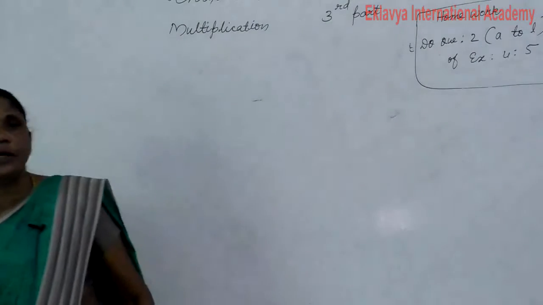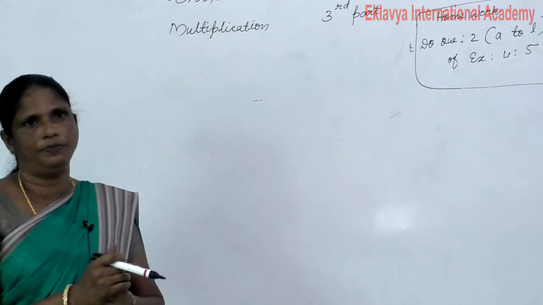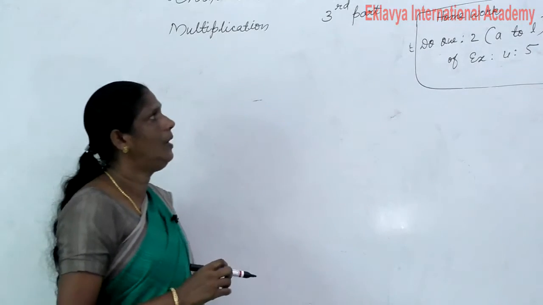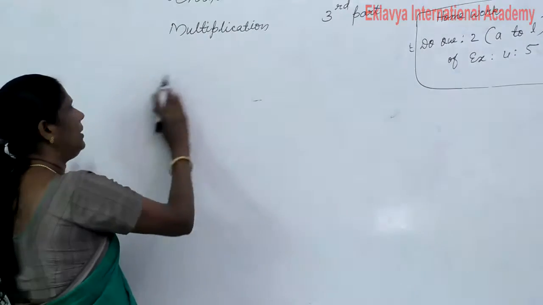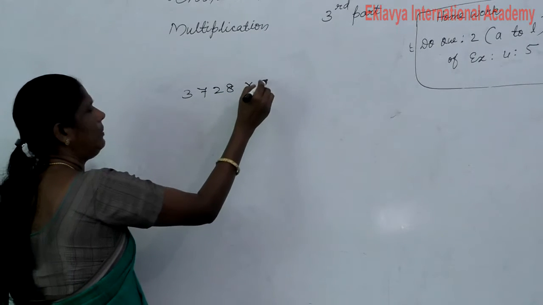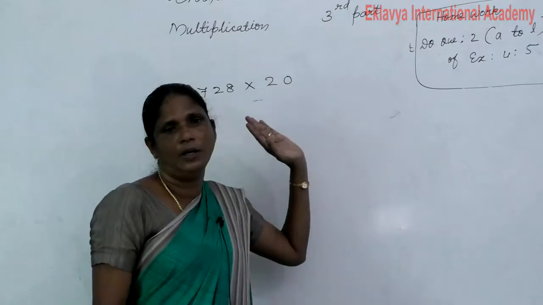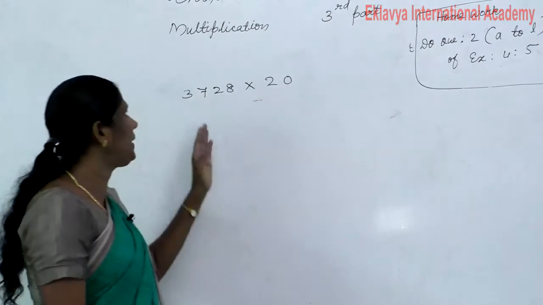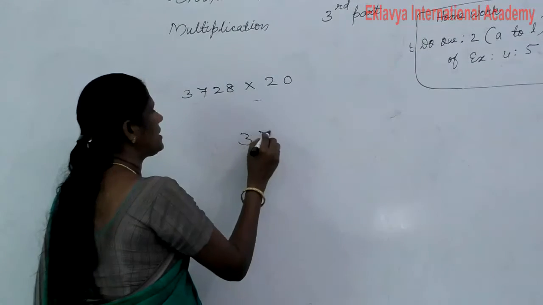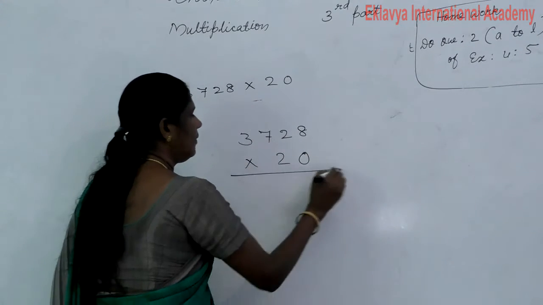Good morning students. Today we study again multiplication by 2-digit number. Again repeat the multiplication by 2-digit number. First, for example, 3728 multiplied by 20. In previous class we also discussed this multiplication by 20. First you multiply 3728 multiplied by 20. Okay.